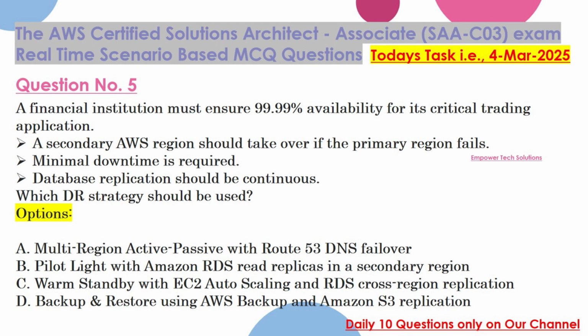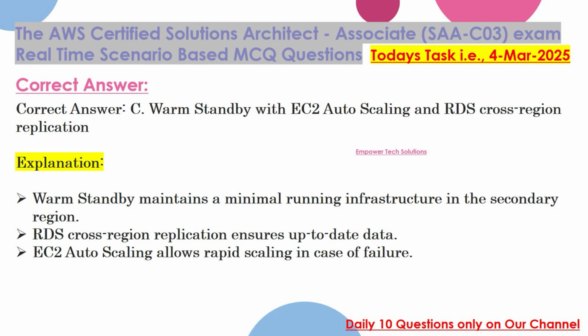Options: A. Multi-region active-passive with Route 53 DNS failover. B. Pilot Light with Amazon RDS read replicas in a secondary region. C. Warm Standby with EC2 Auto Scaling and RDS cross-region replication. D. Backup and restore using AWS Backup and Amazon S3 replication. Correct answer: C. Warm Standby with EC2 Auto Scaling and RDS cross-region replication.